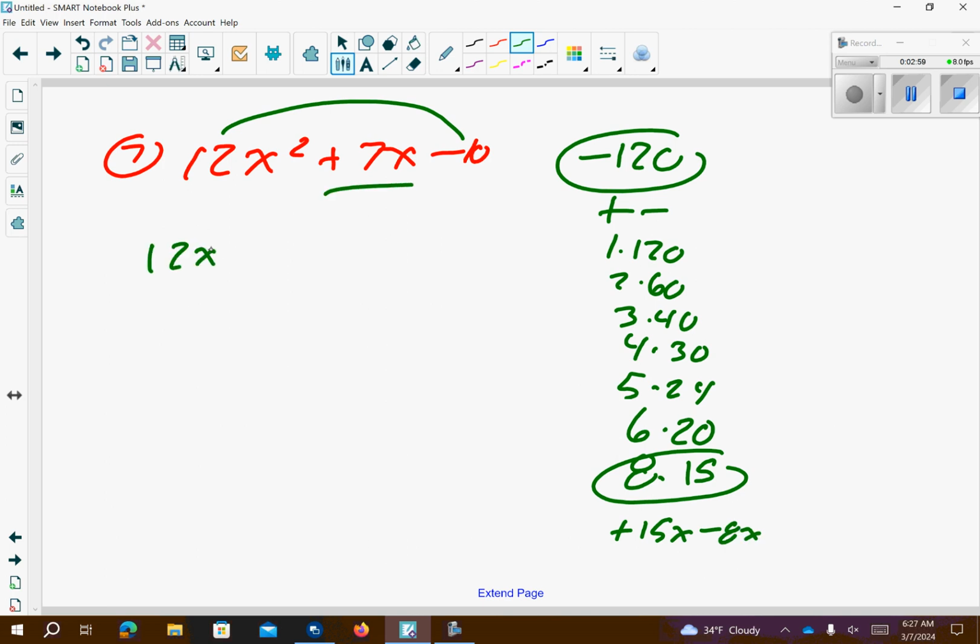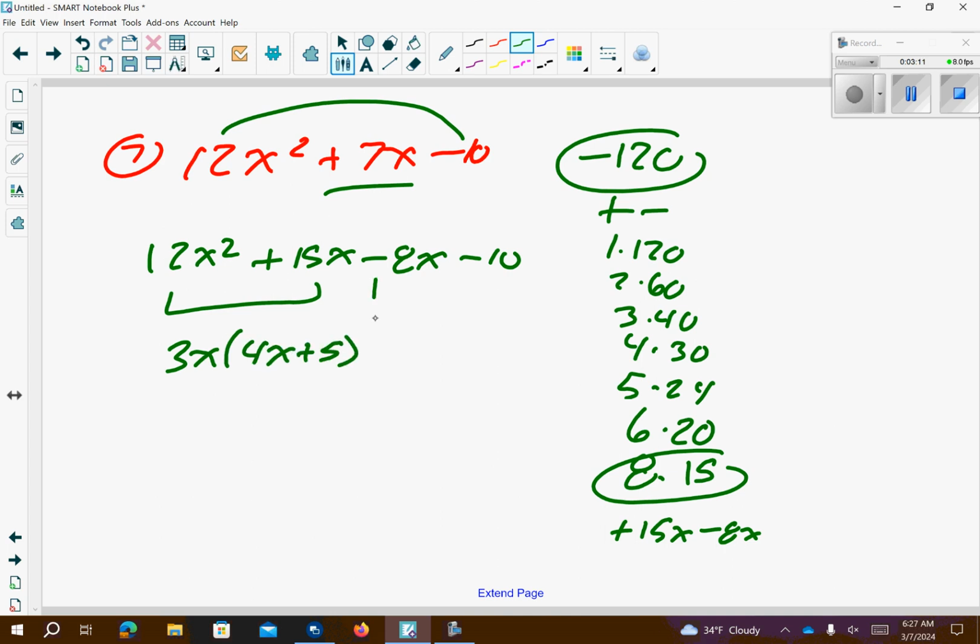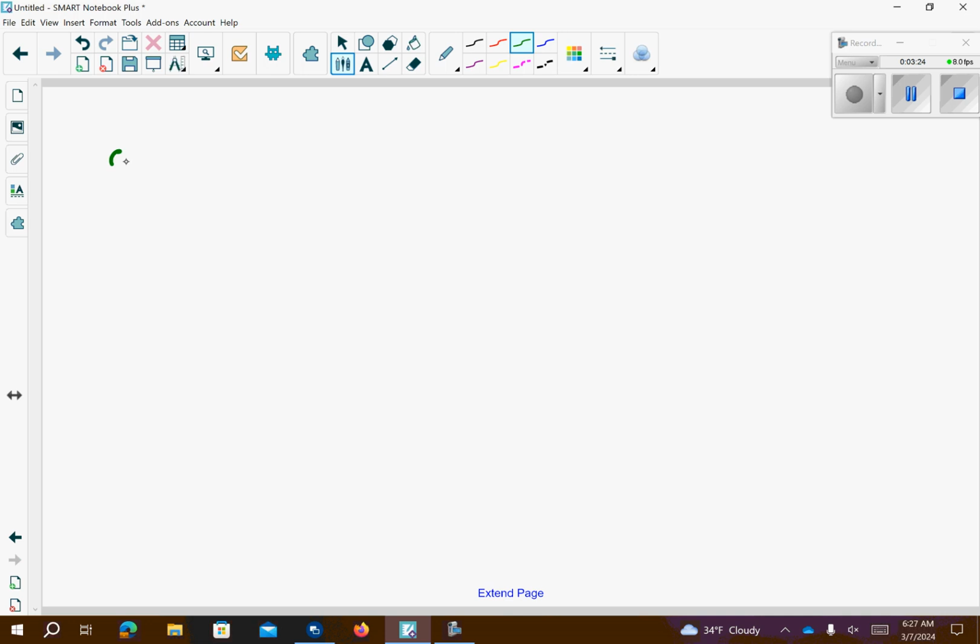So I'm going to get 12x squared. Whatever order you want, just make sure you keep the signs as is. So that's going to give me a 3 and an x, so that factors out to 4x plus 5. Bring down the middle sign. Factor a 2 out of both of those. So I come up with 4x plus 5 and 3x minus 2. I'll write down number 8, but we'll come back to that at the end of the video.